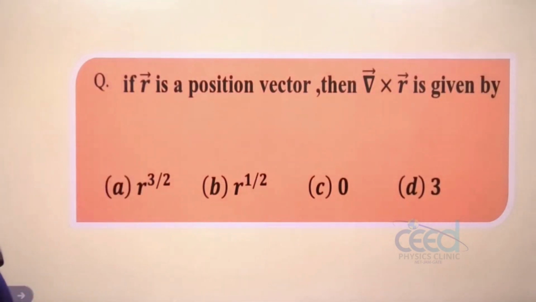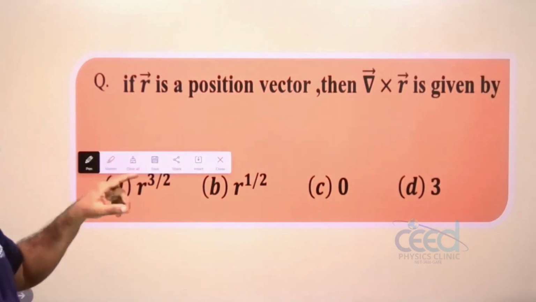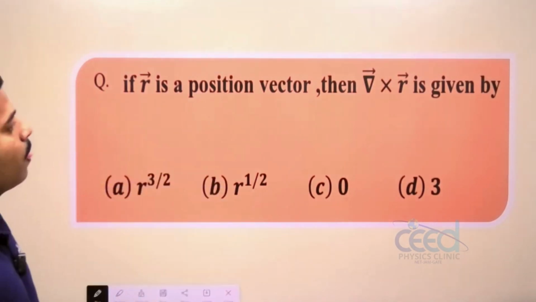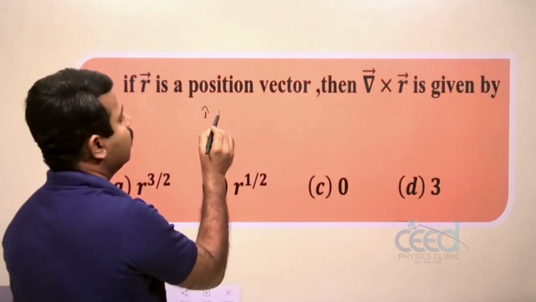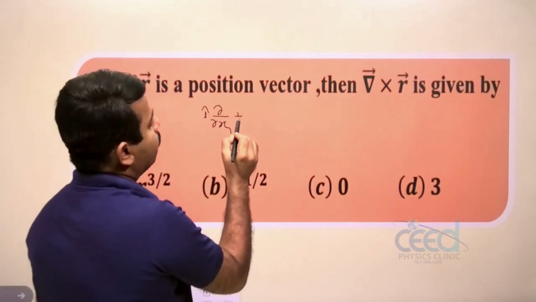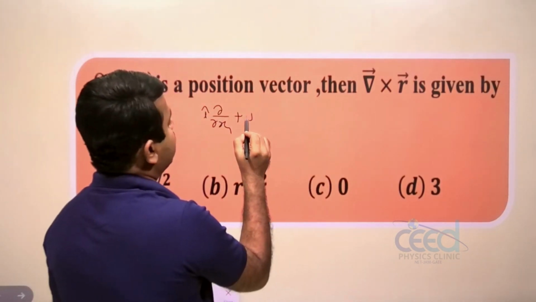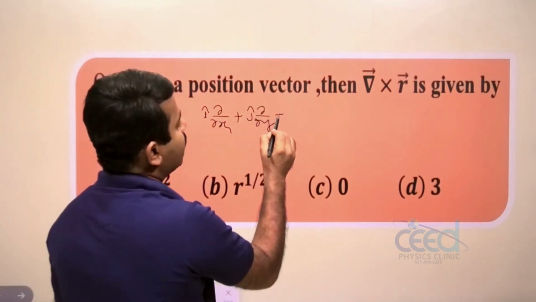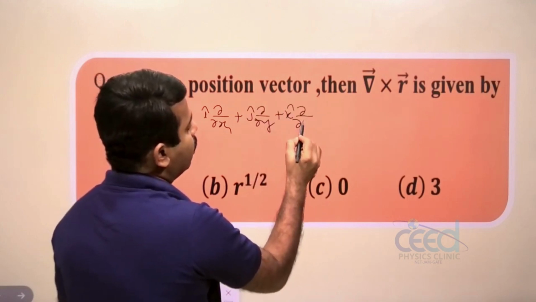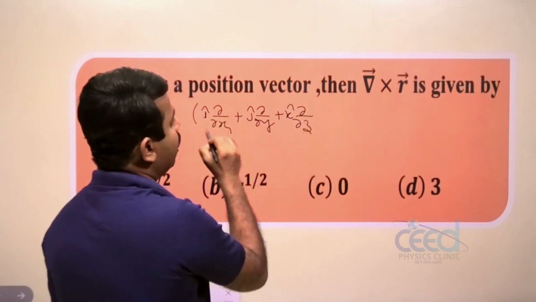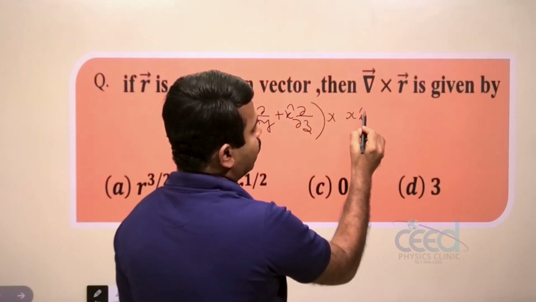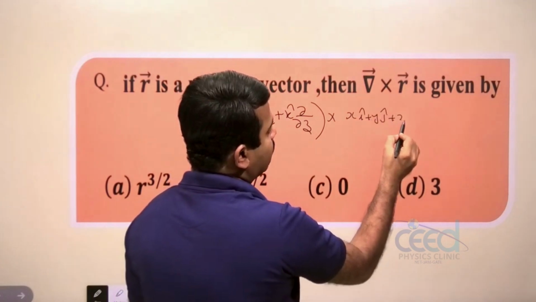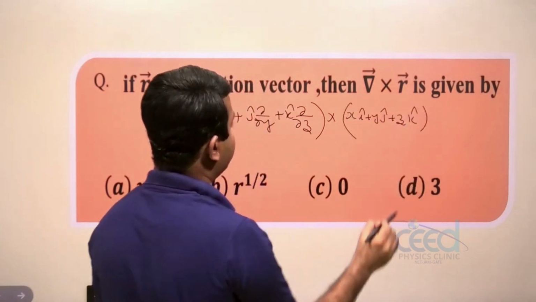If R is the position vector, what is del cross R? It is very simple. What is del? That is i cap ∂/∂x plus j cap ∂/∂y plus k cap ∂/∂z. This is the del operator, cross the position vector x i cap plus y j cap plus z k cap. Alright.